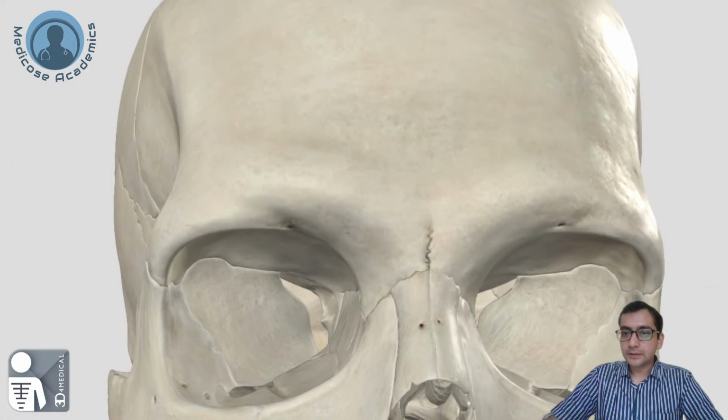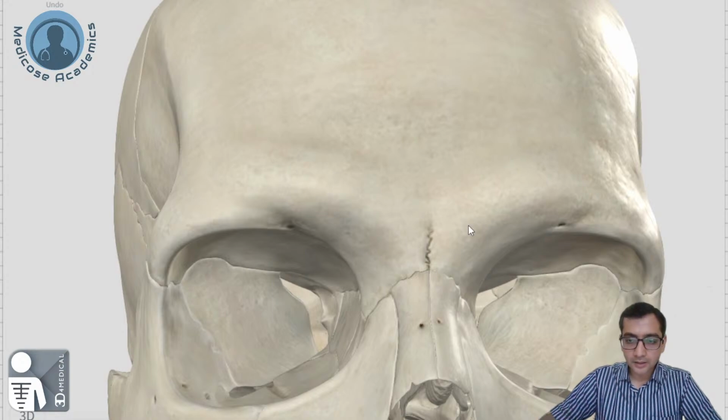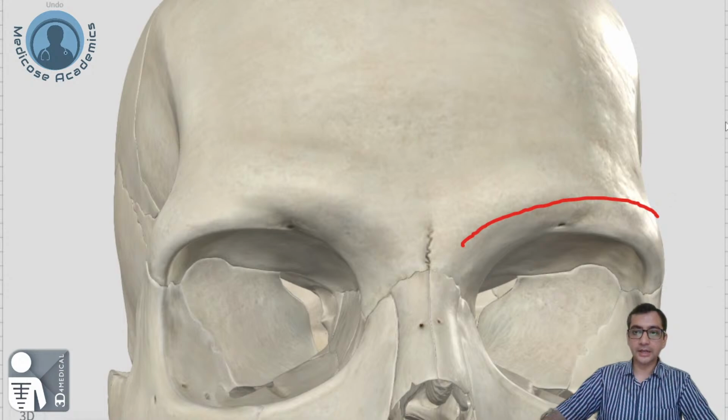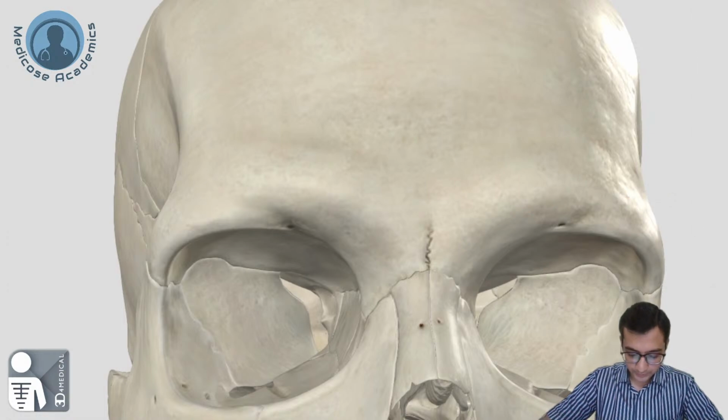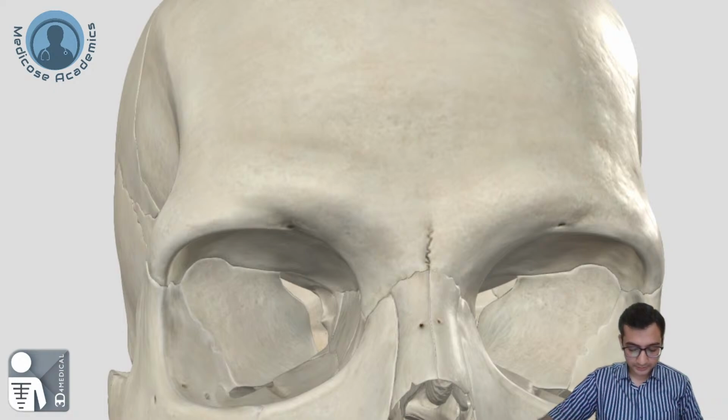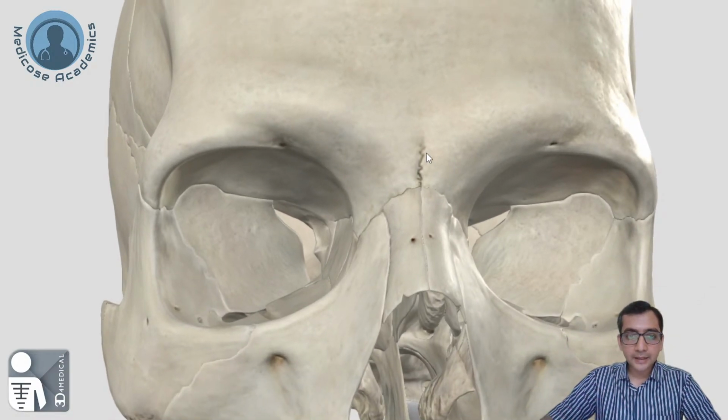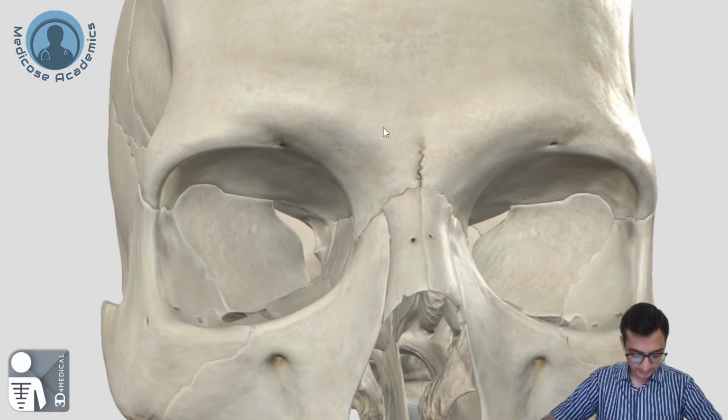Then, if you see, it is very subtle in here. This is the raised portion here, this portion and this line, you can see the raised portion. So these are known as superciliary arches, supraorbital margin. These are the superciliary arches.